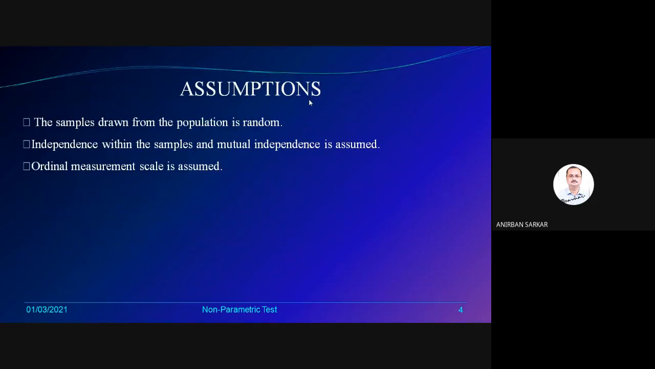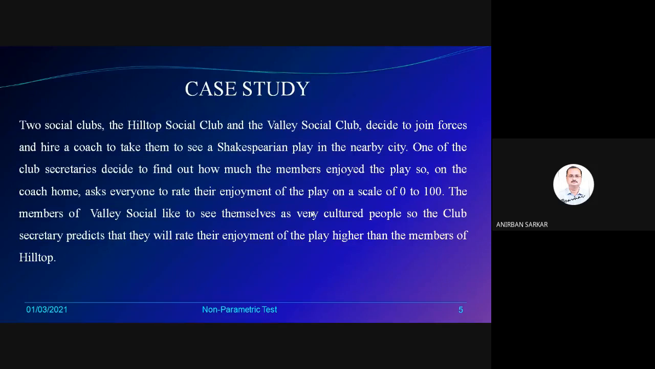So the assumption is that the samples drawn from the population are random, independence within the samples and mutual independence are assumed, and an ordinal measurement scale is assumed. So the data should be measured on an ordinal scale, and the samples are independent in nature. The participants are not the same, they are independent of each other, and the sample should be drawn from the population at random. Now let us take a case study to analyze this Mann-Whitney u-test.